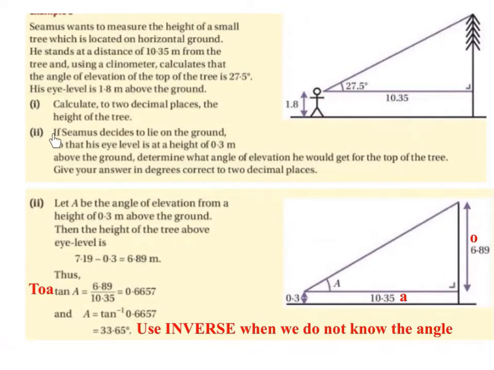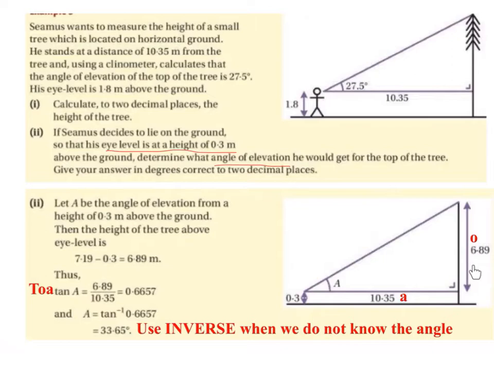So part 2. If Seamus decides to lie on the ground so that his eye level is at a height of 0.3 meters above the ground, determine what angle of elevation he would get for the top of the tree. Give your answer in degrees correct to 2 decimal places. So we're looking for the angle of elevation.